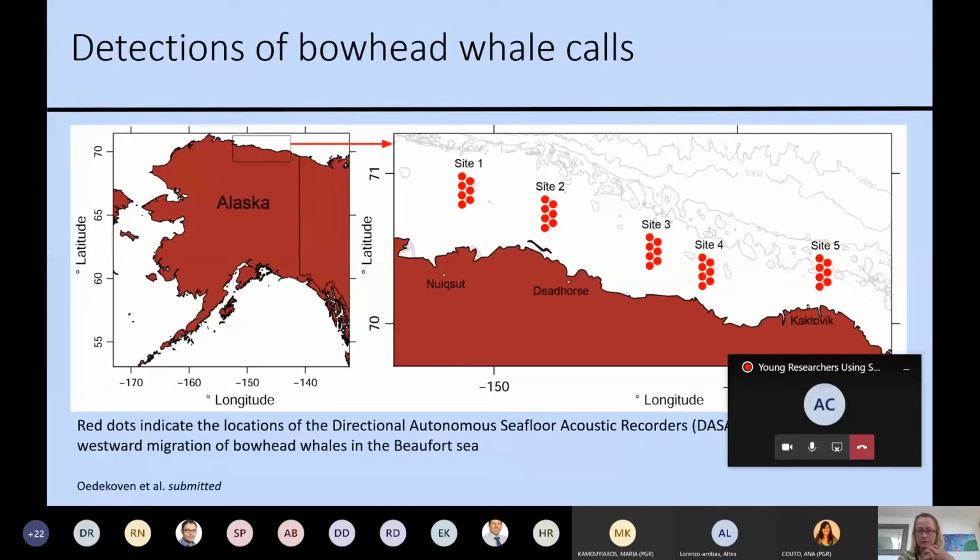This is a large-scale acoustic study that's conducted in the Beaufort Sea up in Alaska, where they deployed DASARs. These are directional autonomous seafloor acoustic recorders at 5 different sites during the fall migration of bowhead whales. They come through that area every fall, and the interest here was to determine if the oil industry who are mining in that area had an effect on the migration of bowhead whales. Each one of these red dots is the location where one of these DASARs was moored.